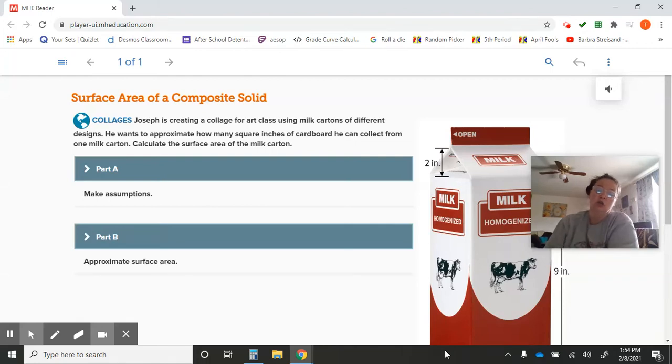Joseph is creating a collage for art class using milk cartons of different designs. He wants to approximate how many square inches of cardboard he can collect from one milk carton. Calculate the surface area of the milk carton.